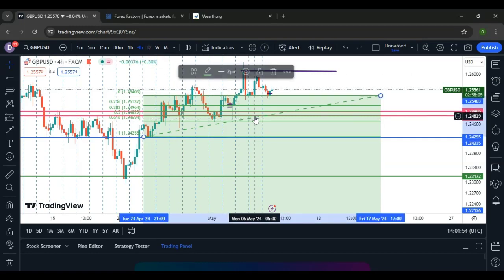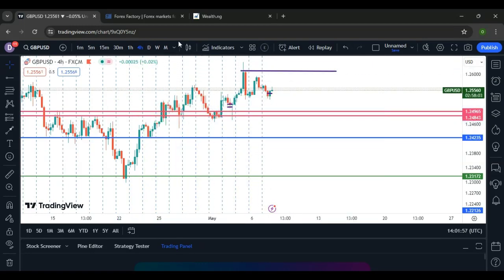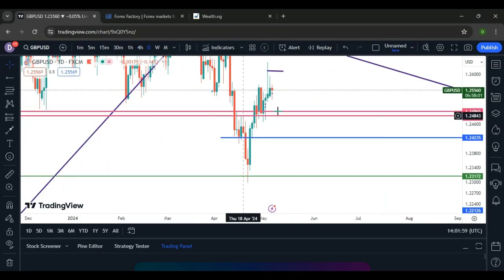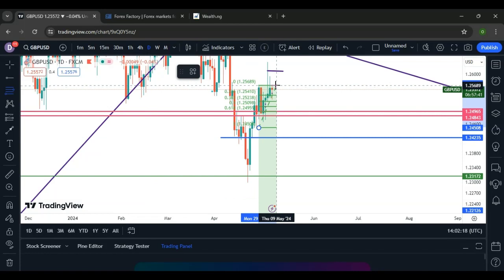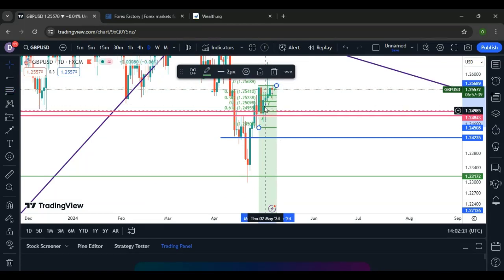Let me delete this Fibonacci first. If you go further now to this daily, this was what happened. When it took off, a break happened to the upside. Then this place became the immediate support and immediate high. Then I drew a Fibonacci all the way from here to this place. I expected this pullback to happen all the way to this place, and it happened.